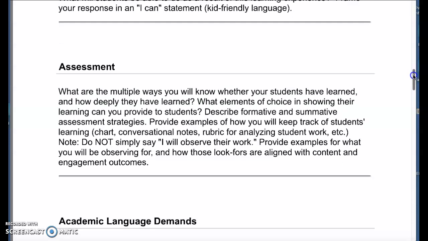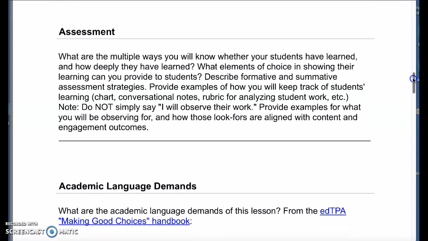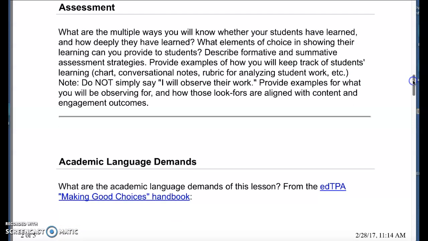Provide examples of how you would keep track of students' learning. So are you going to use a chart? Will you write anecdotal notes? Do you need a rubric? And if you are observing their work, make sure you have a detailed description of how you're going to collect and then later analyze that data. That all goes in the assessment section. You can also put ideas for student self-assessments in that section.